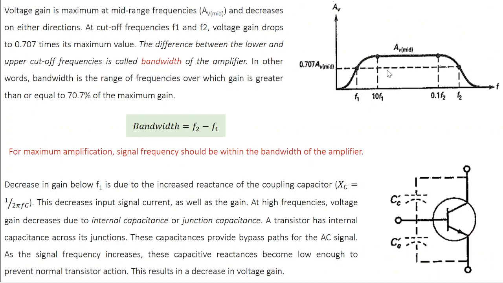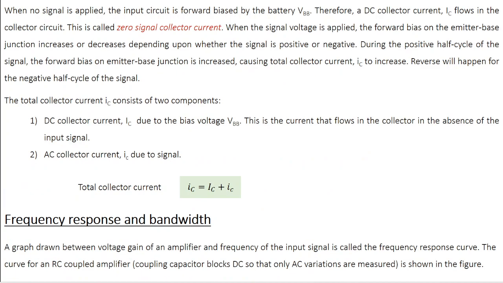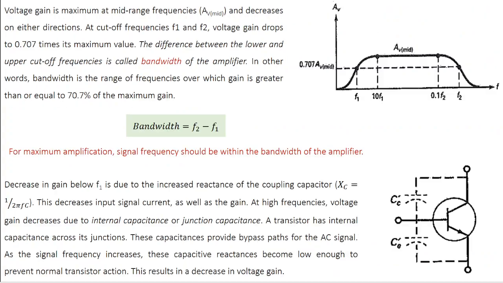RC coupled means at the input of the amplifier, a coupling capacitor is connected. And why do we need a capacitor? We have seen that a capacitor basically blocks DC and allows only AC to pass through. So if you want to monitor only the AC variation in the signal, you use a coupling capacitor at the input. So this is the frequency response.